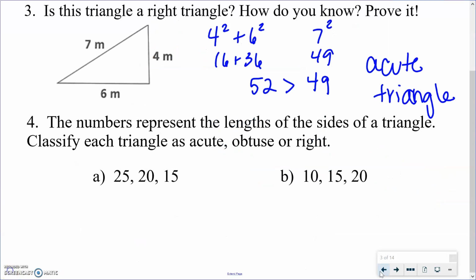Okay, I would like you to try these two. So pause this. Try to figure out if 25, 20, and 15 would be an acute, obtuse, or right triangle, and if 10, 15, and 20 would be an acute, obtuse, or right triangle. So pause it, and then I will put the answers up in a moment.